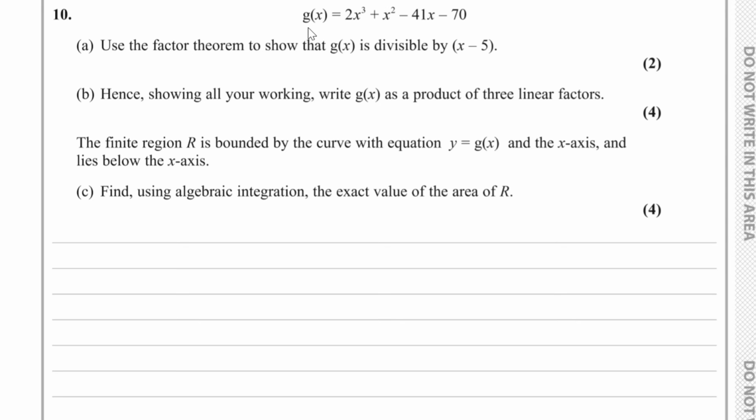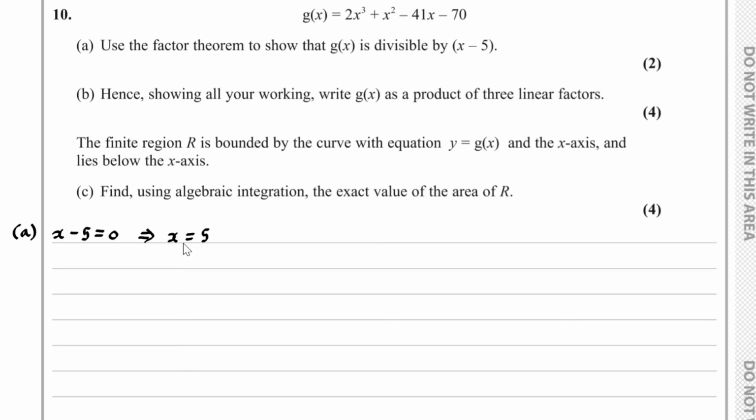Question number 10. We have g of x which is equal to 2x cubed plus x squared minus 41x minus 70. And we have to use the factor theorem to show that g of x is divisible by x minus 5. Well, if we use the factor theorem, let's first of all find the value of x to substitute into g of x. We can find that out by setting x minus 5 equal to 0, which implies that x is equal to 5.